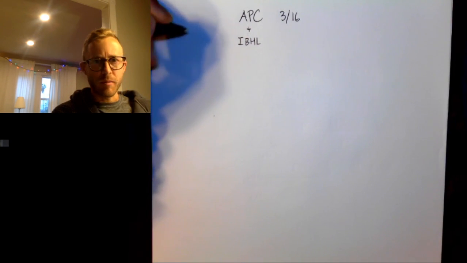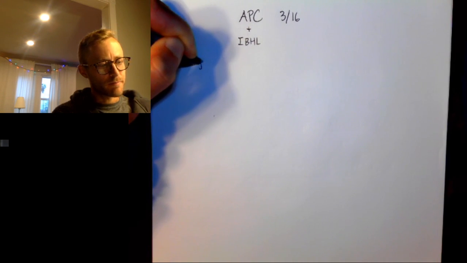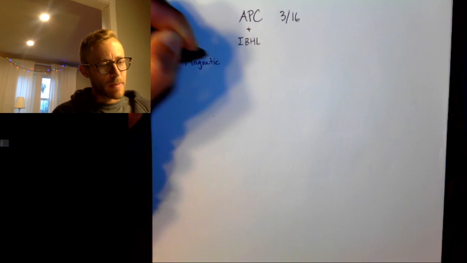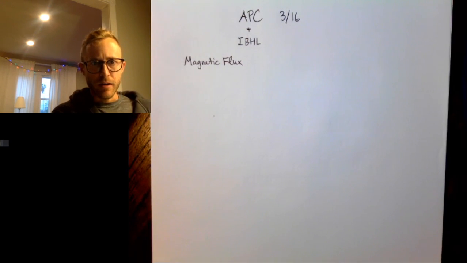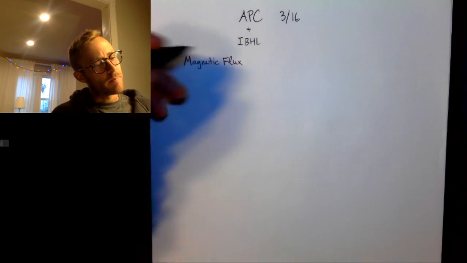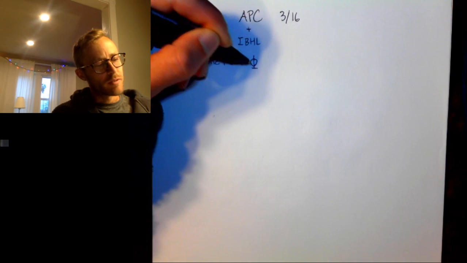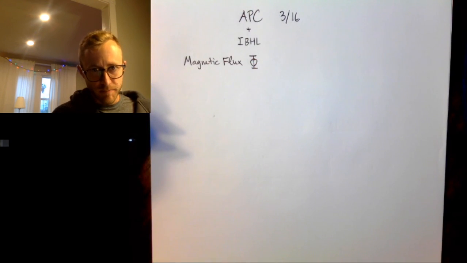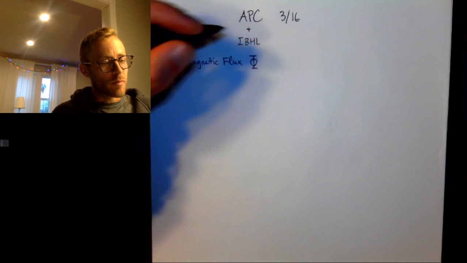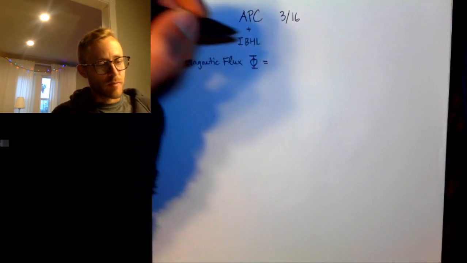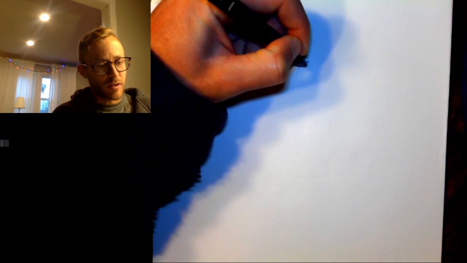The first thing we're going to talk about is something called magnetic flux. Magnetic flux is denoted by the capital Greek letter phi, and the formula for magnetic flux is N B A cosine of theta.